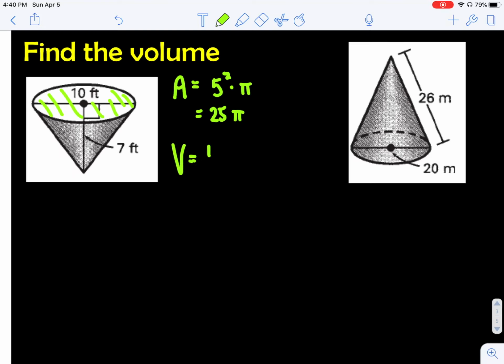Now for our volume, we have 1/3 times the area of the base, which is 25 pi. And then we have to calculate the height. Oh, the height was given to us. Great, that's 7. So 1/3 times 25 times 7 times pi. That's going to be a trickier calculation, so I'm going to go to the calculator. 25 times 7 times pi, divided by 3. I get 183.3, and that is feet cubed.